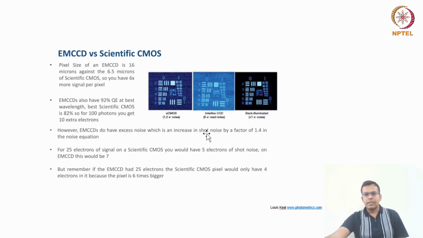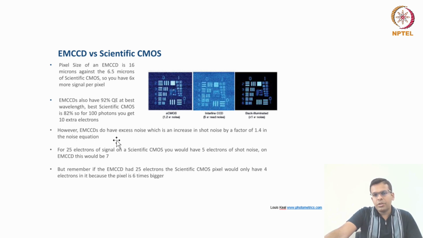Okay, here is the difference between EMCCD versus SCMOS. The pixel size of an EMCCD is 16 micron or even sometimes 24 micron, against the 6.5 micron of scientific CMOS. So you can have 6x more signal per pixel. Then the EMCCD also has 92% quantum efficiency at base wavelength. Base SCMOS is 82%. So for 100 photons, you get 10 extra electrons. But this is not true these days, because these days the SCMOS cameras are also available with 95% quantum efficiency.